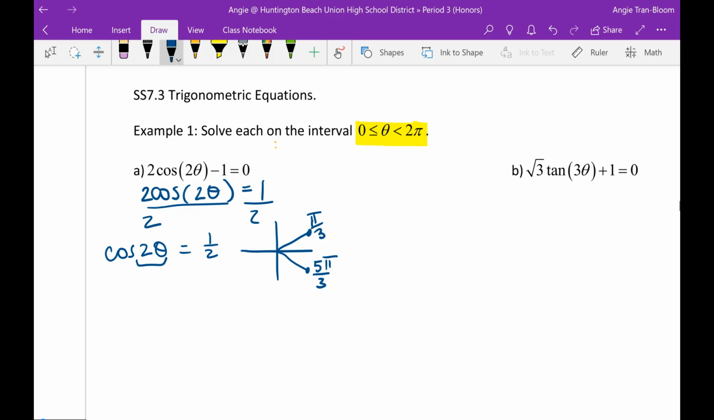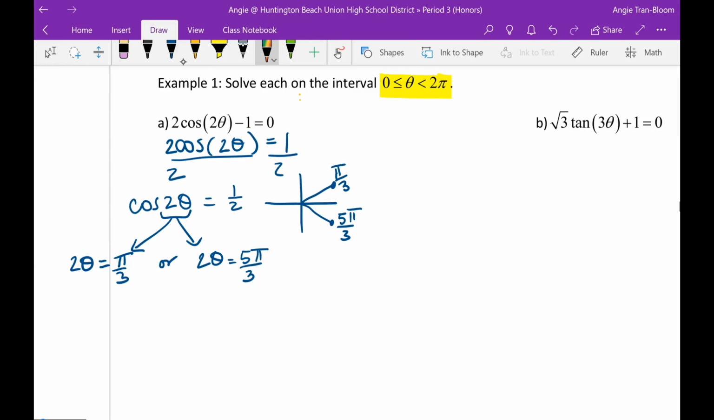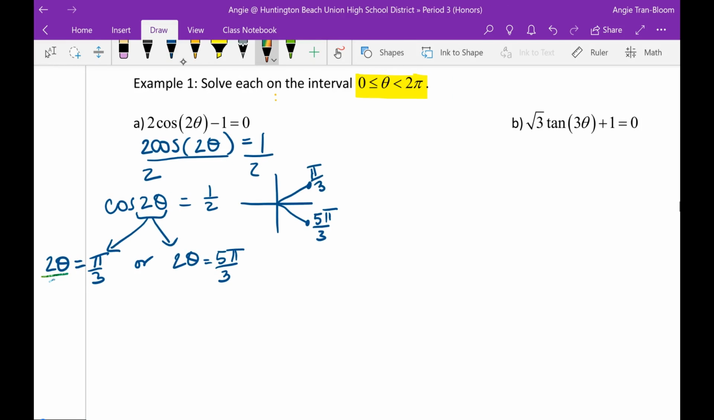So what you need to do then, you break this up. You go 2 theta has to be equal to pi over 3, or 2 theta has to equal 5 pi over 3. Do we box that up? Call it a day? No, because you're solving for 1 theta, which is like 1x. So divide both sides or multiply both sides by what? Yep, divide by 2, which I like to multiply by half. So theta over here gives me pi over 6. Theta over here gives me 5 pi over 6.